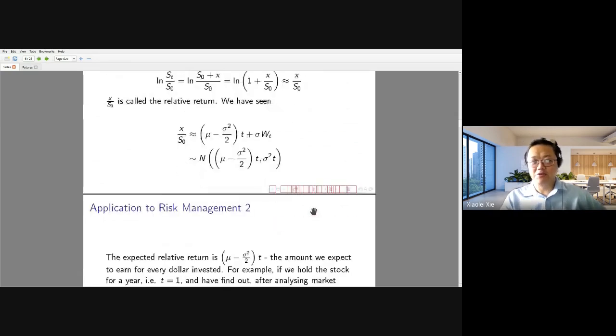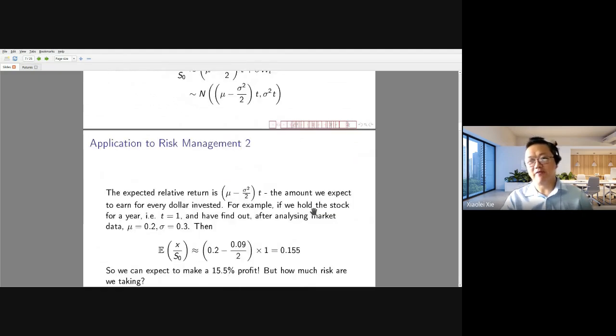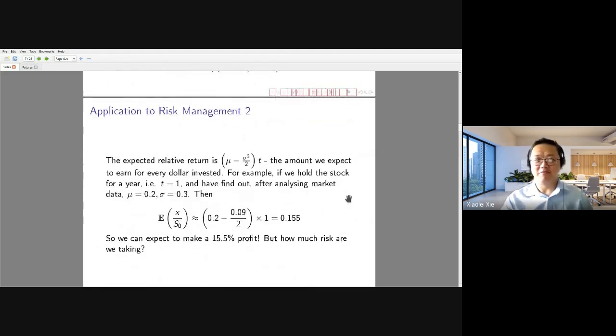So we would like to calculate how much risk we'll be taking. But first of all, how much can we expect to earn, right? People are willing to take higher risk if they also expect to earn more from the investment.